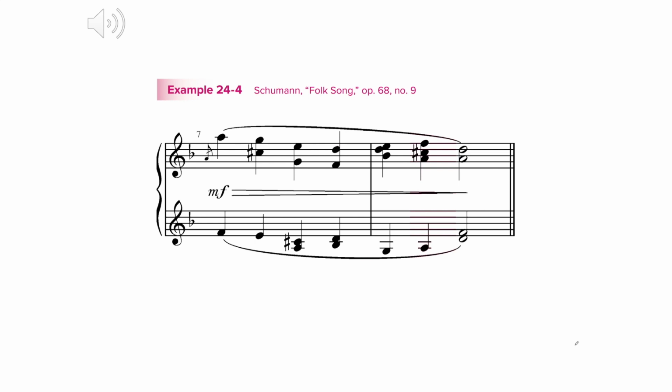Another example, this time in minor mode. Let's listen to it. It is by Schumann, and the excerpt is in D minor. At the beginning, we hear 2 pitches.